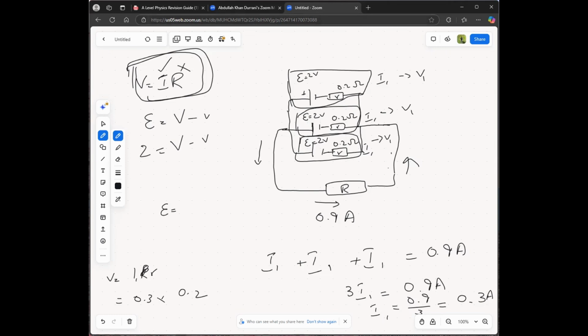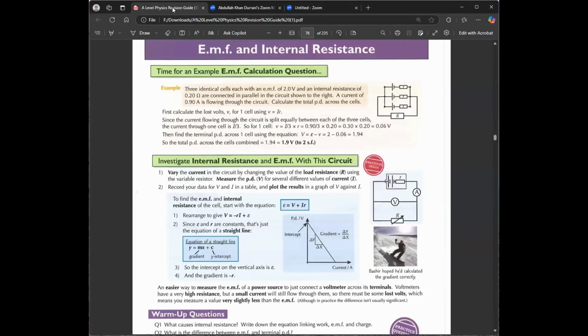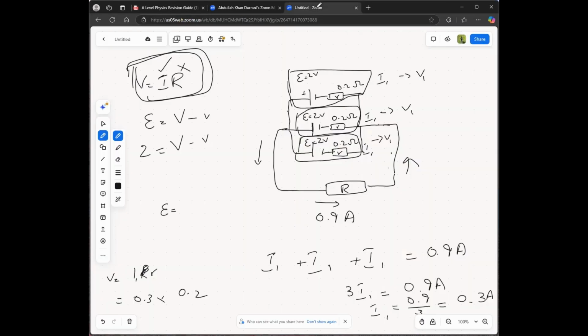What is 0.3 times 0.2? Is it 0.6? 0.06, sorry. So v is equal to 0.06 volts. So that is the lost voltage. Obviously, the lost voltage here, here and here would be the same. So all of them combined will also be the same. They are connected in parallel.